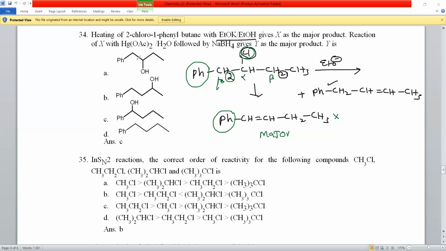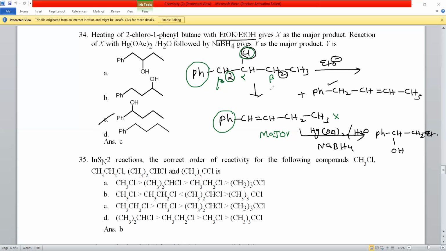This X compound on reaction with mercury acetate followed by NaBH4. Since we know very well, this is the famous name reaction, oxymercuration and demercuration. It follows Markovnikov's addition rule. Yes or no? According to Markovnikov's addition, the more stable carbocation is benzylic, so OH goes here, and CH2 and the ethyl group will come. So the answer should be C, that is correct.